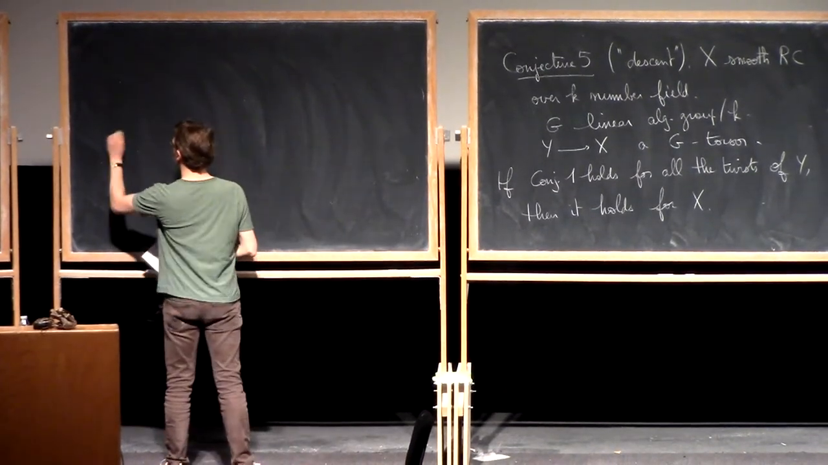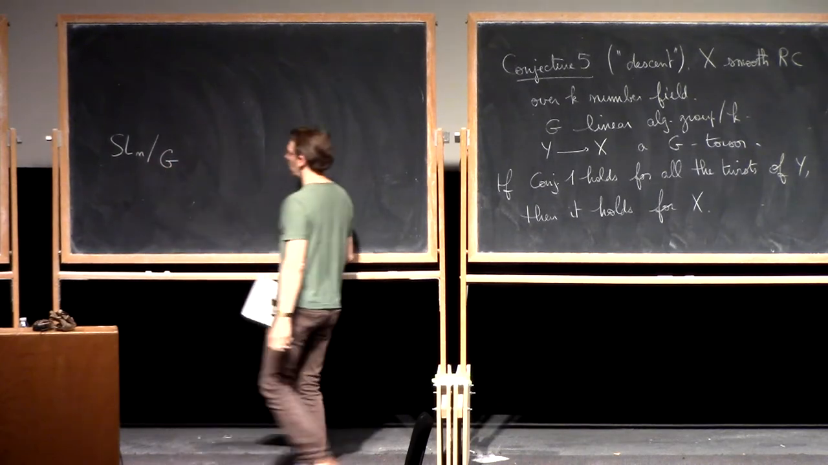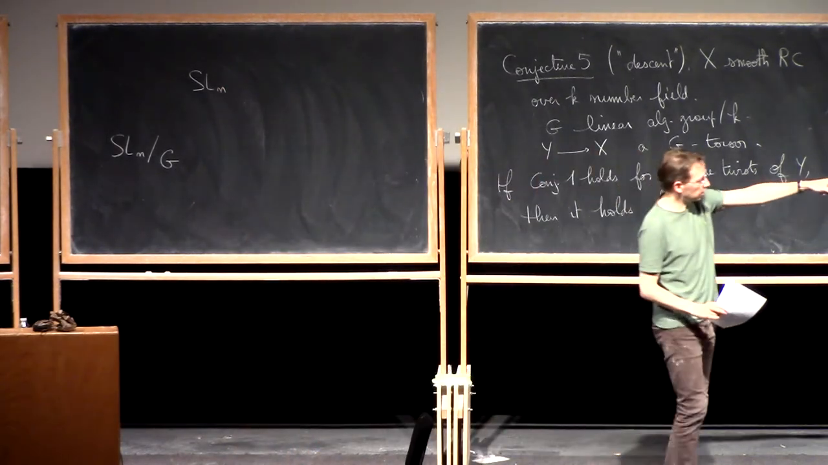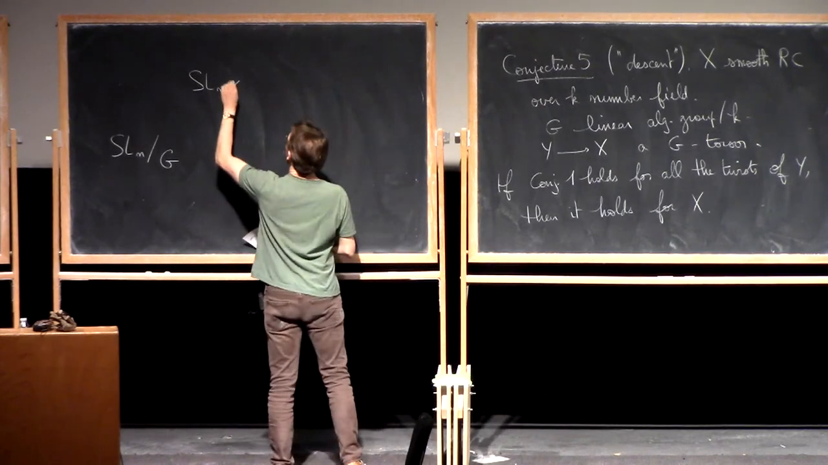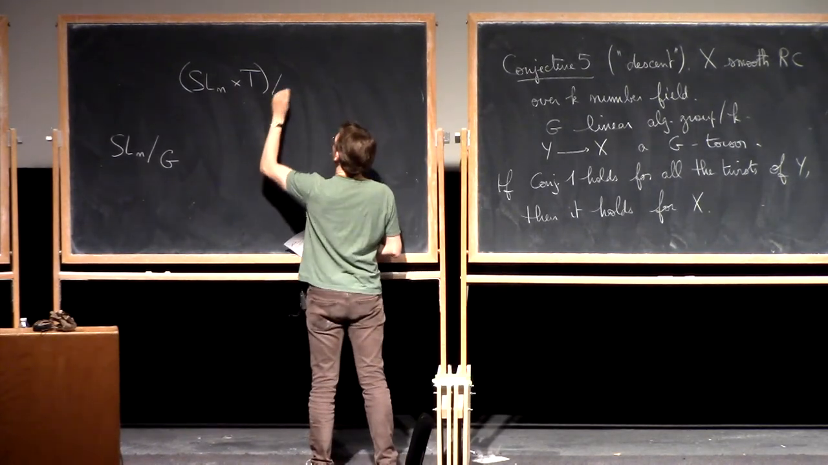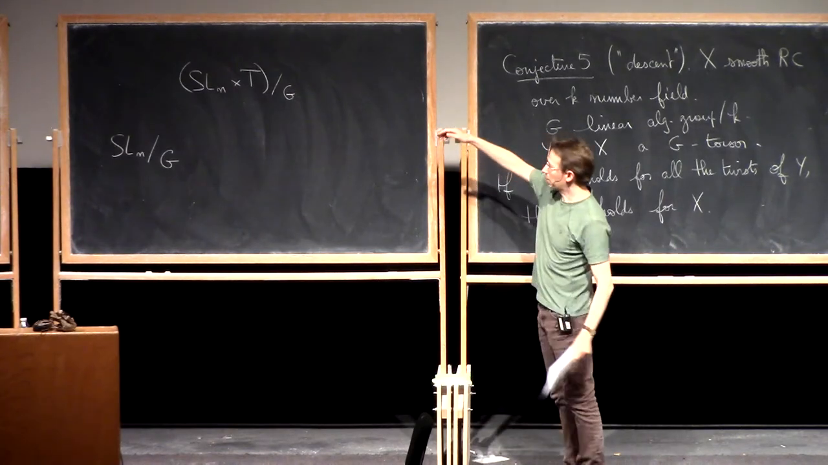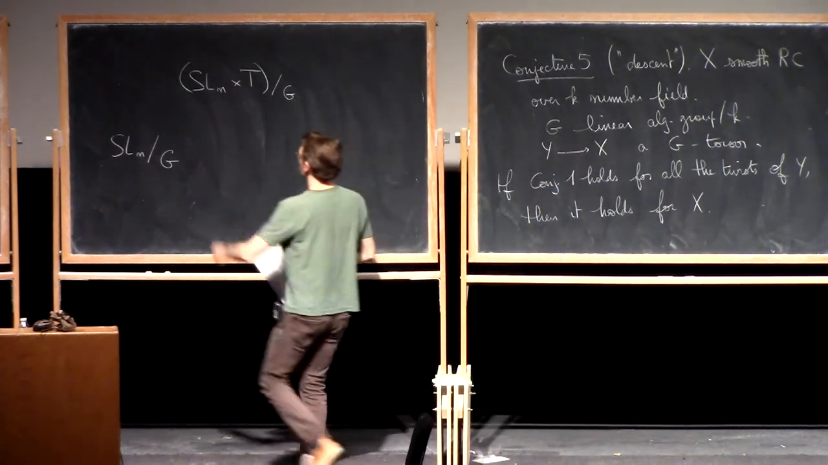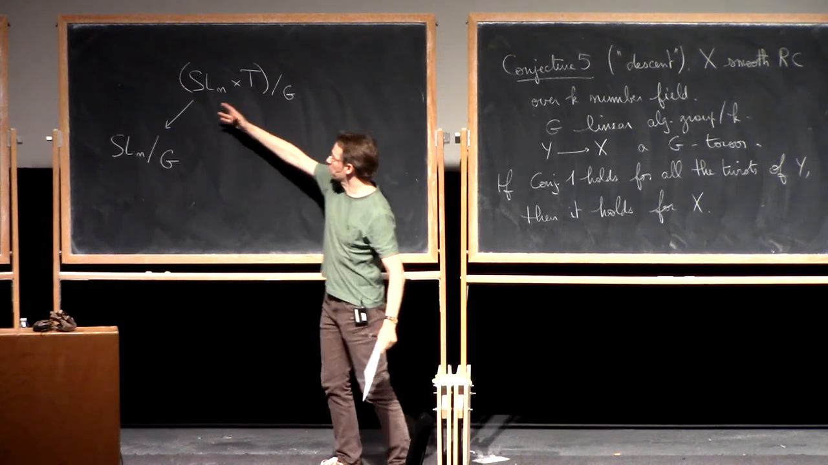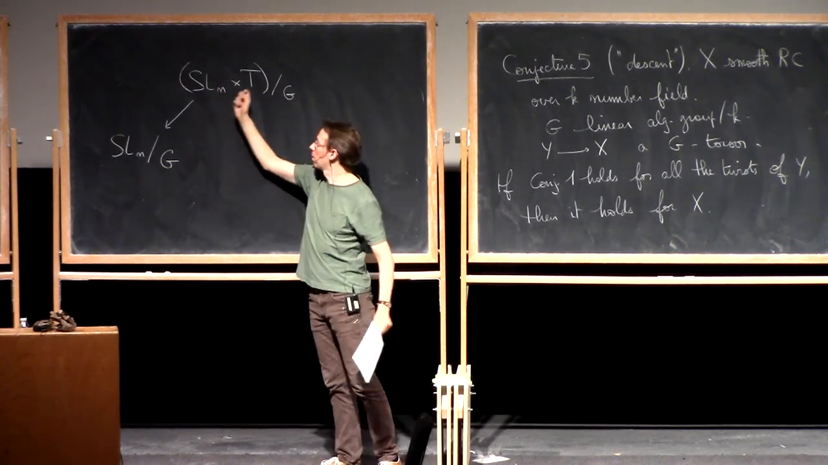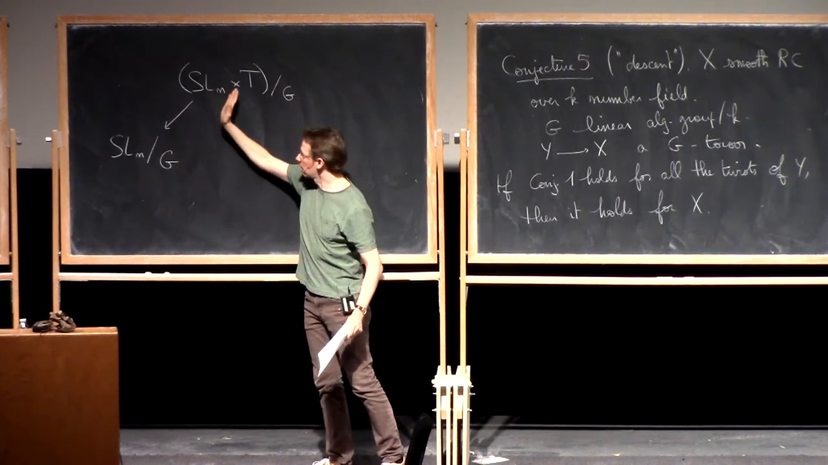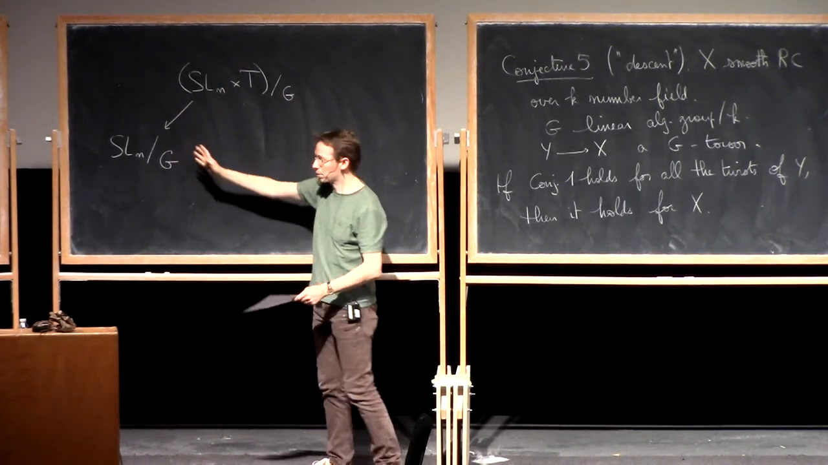So here's what you do. You have SLN mod G, and you consider SLN. So we've embedded our abelian group into this torus T, so take the product with T. And let me take the quotient by G, by the diagonal action. Okay, so I claim the first projection induces a map here. And now, if you think about it, of course T acts on this by multiplication on this factor on the left, right? You mod out on the right, but there's still an action on the left. And it's obvious that it's going to act simply transitively on the fibers. So this is a T torsor.